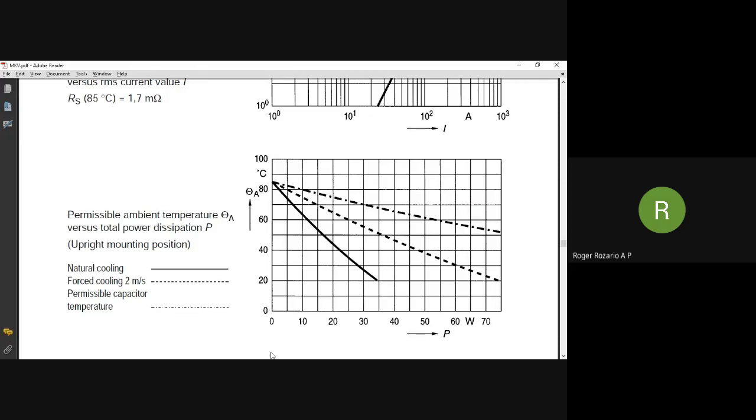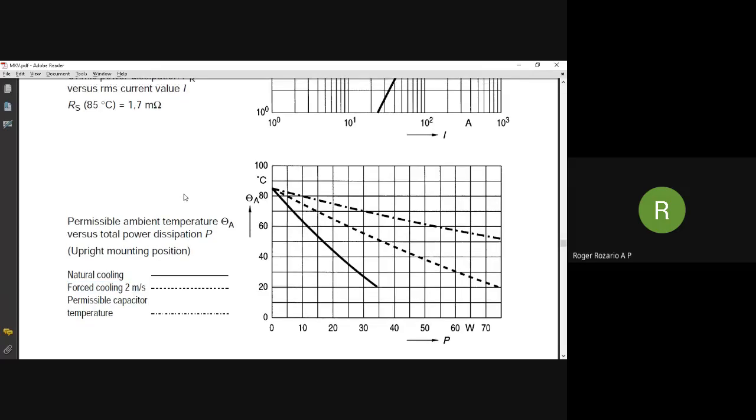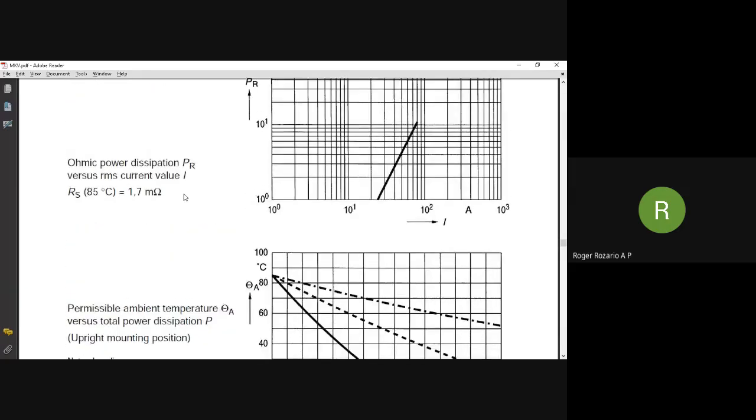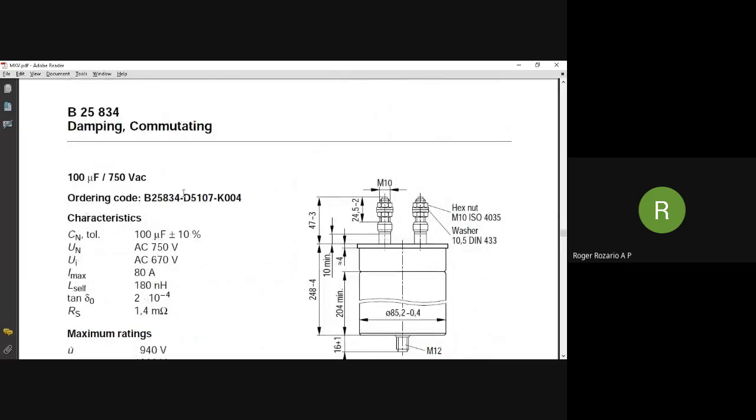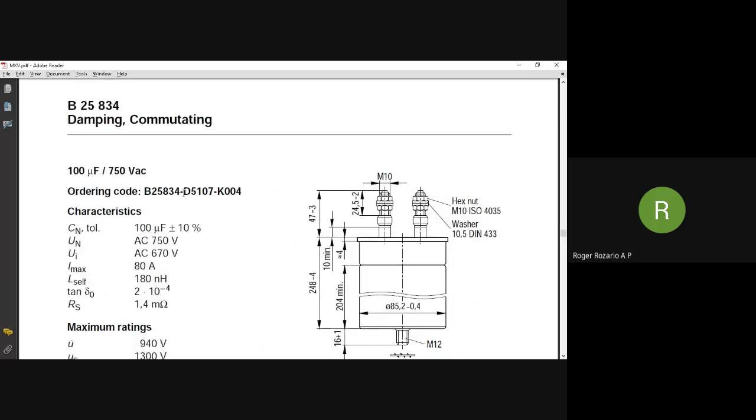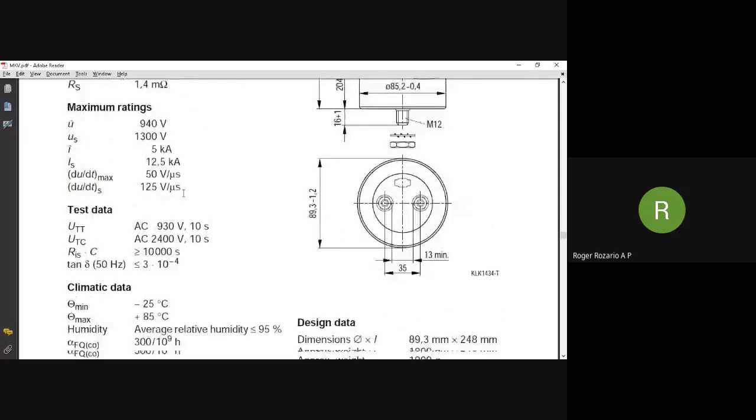So this temperature is very important. This can be seen from the data sheet also. This power loss is happening because of ESR. And these dotted lines are forced cooling. It's about the power dissipation. I can show you the ESR values.